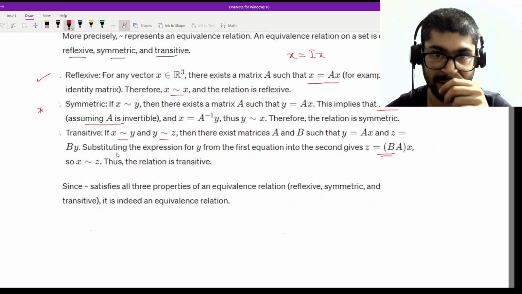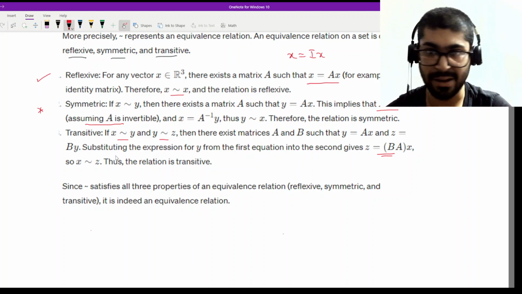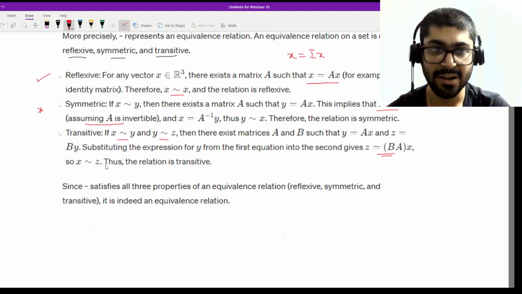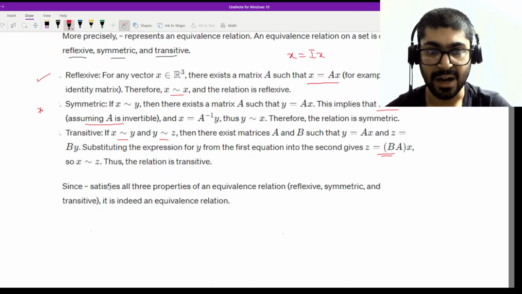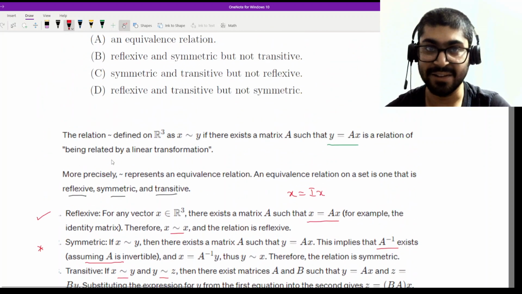Now we can multiply the two matrices, right? Since they are from R3, they can be multiplied easily. Matrix multiplication we have done. So the relation is transitive. Now this satisfies all three properties of an equivalence relation, assuming A is invertible.